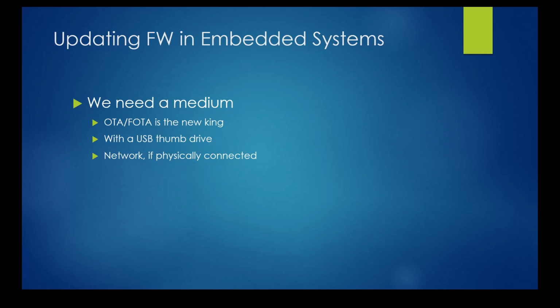We assume an update is going to happen by an internal firmware component receiving new binary elements to update the system with. We need a medium to send the updates over. The new king today is over-the-air, or firmware over-the-air. Another option is to ask the user to download an update image, and assuming our system has an external USB connection, to update through it. A wired connection is also an option.